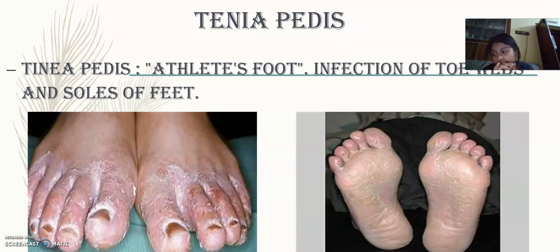Next is your Tinea pedis. Tinea pedis is athlete's foot. It is an infection of the feet, the toe webs and the soles of the feet. These are the toe webs. You get to see scaling on the surface of the toe, and this is the sole in which you get to see the scaling. Mind it, these are all the names of the disease. We have not talked about the causative organism. We will be talking about it in the next slide.